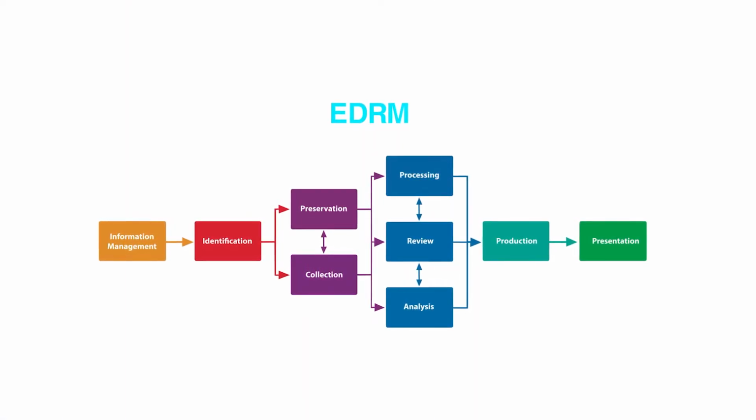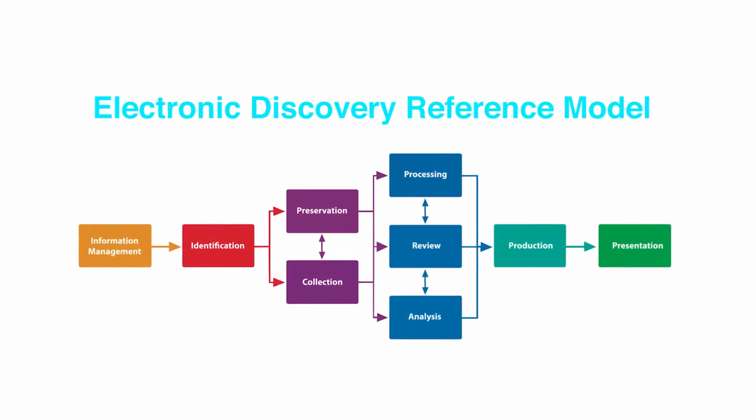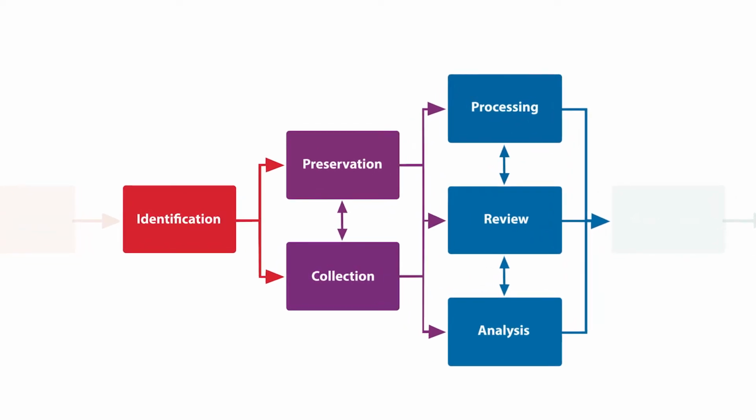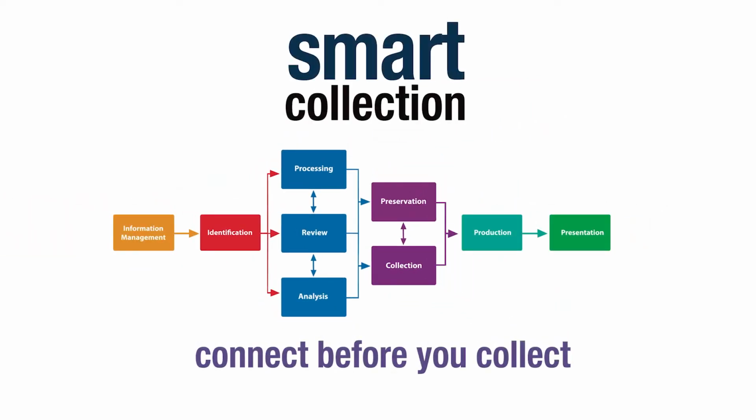These inefficiencies are endemic to the traditional EDRM model. Following this model, you spend money to collect, hold, and store data before you even know you need it. We took the EDRM model and turned it around. With Smart Collection, you review first.